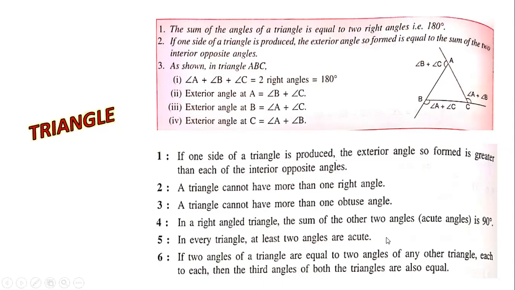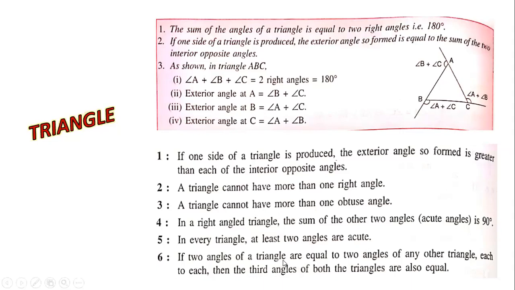And in every triangle, at least two angles are acute. If I take the example of an equilateral triangle, then we all know that an equilateral triangle has all the three sides equal, all the angles equal, and the measure of those equal angles is 60 degrees. Acute angles, at least two angles are acute. At least two angles are acute.